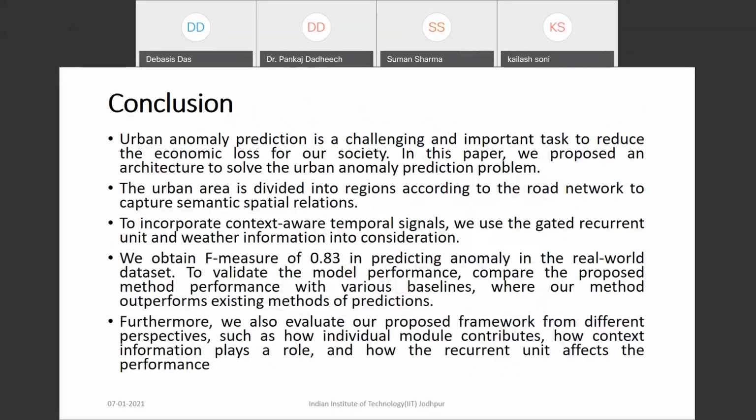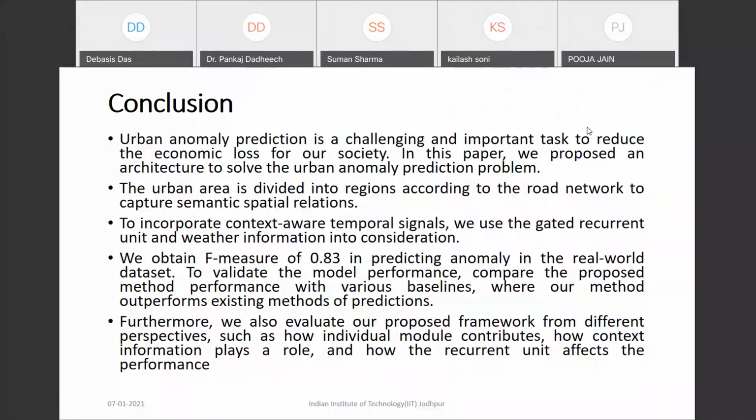Okay, so the conclusion is that urban anomaly prediction is a challenging and important task to reduce the economic loss for our society. And in this work, basically, we propose one architecture to solve urban anomaly prediction. So this architecture integrates multiple parameters, 4 types: one is urban anomaly, second is road condition, third is weather condition, and fourth is point of interest.